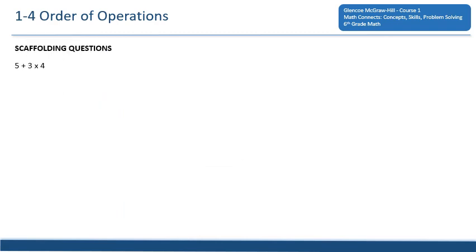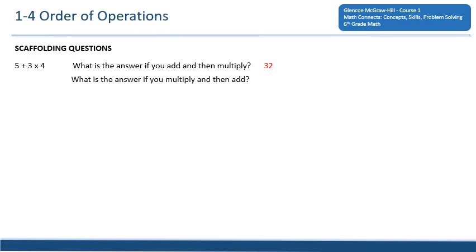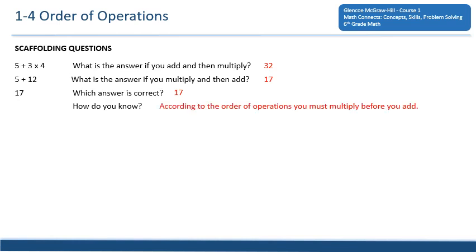Scaffolding questions. 5 plus 3 times 4. What is the answer if you add and then multiply? So 5 plus 3 is 8 times 4 is 32. What is the answer if you multiply and then add? Well, 3 times 4 is 12, plus 5 is 17. Which answer is correct? 5 plus 12, 17. How do you know?